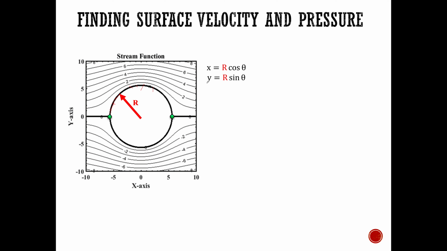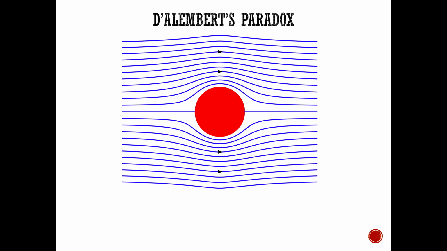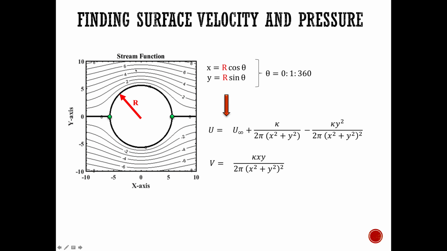Now you probably can guess how you can find the surface velocity and pressure, right? These are the coordinates of the cylinder. You change theta from 0 to 360, and you basically plug this into the u and v equations, and you will get the velocity distribution, so the velocity components around the surface of the cylinder. And once you know the velocity, then you can find the pressure using Bernoulli's principle, right? So it's pretty neat.